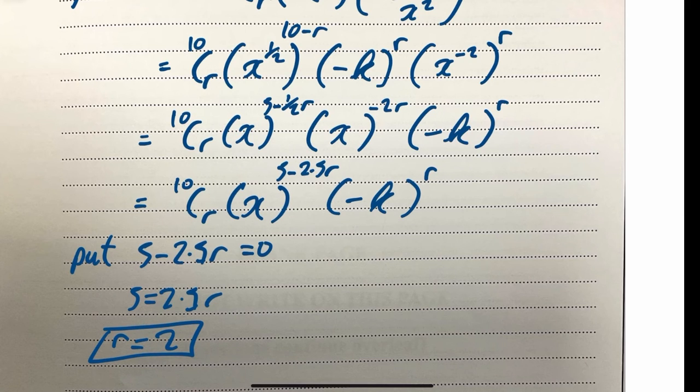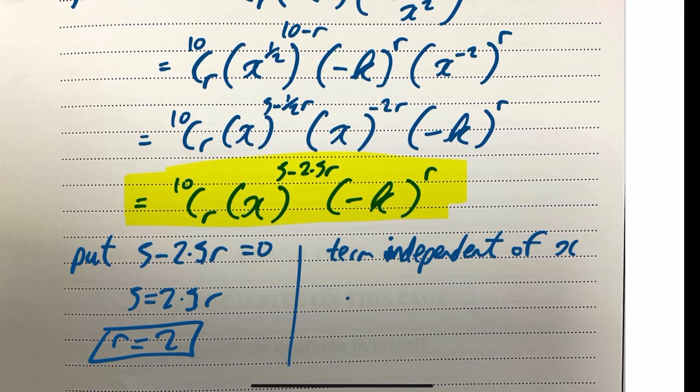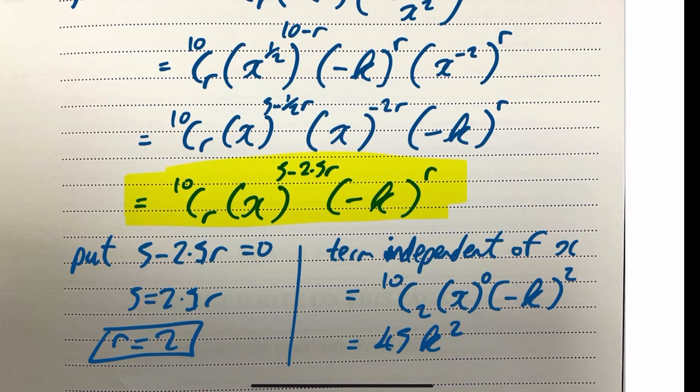So if you put r equal to 2 into this thing, you will find a term independent of x. So we'll say the term independent of x is going to be equal to 10c, and your r is now 2, times x to the power of 0, and then you're going to have your minus k squared. So 10c2, if we do that in the calculator, is equal to 45. And then minus k squared is going to be k squared. And that's what we've got.